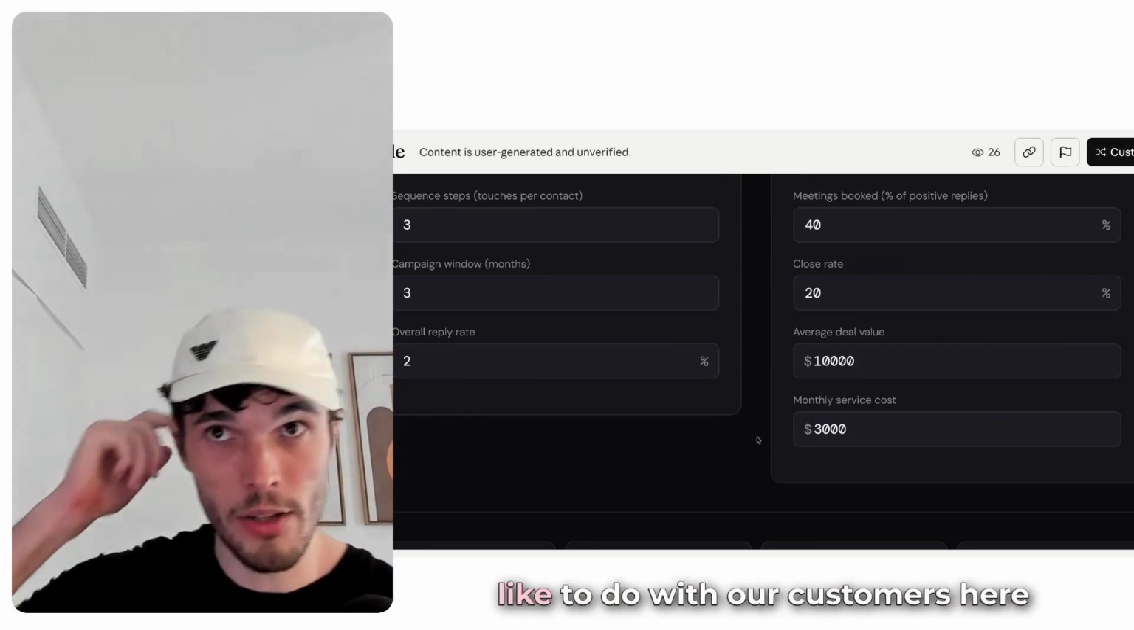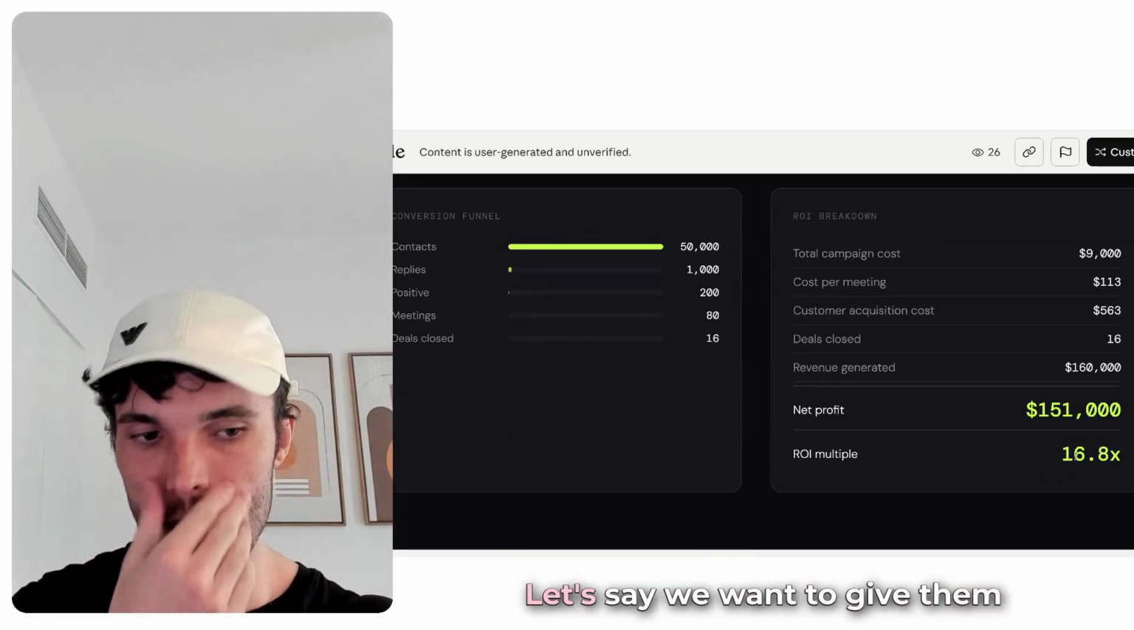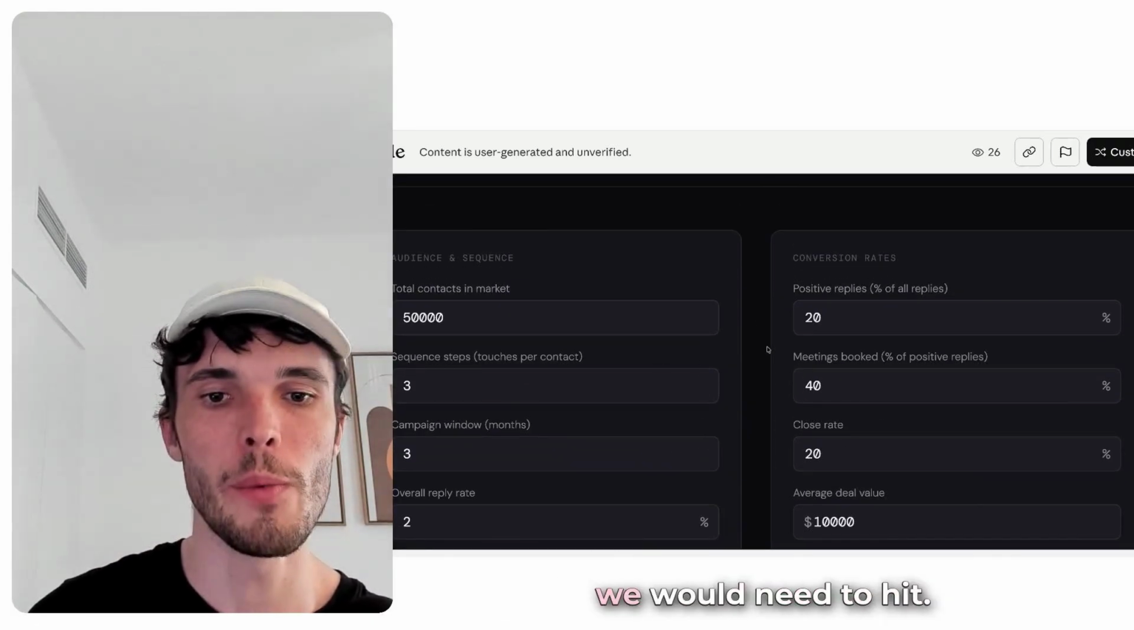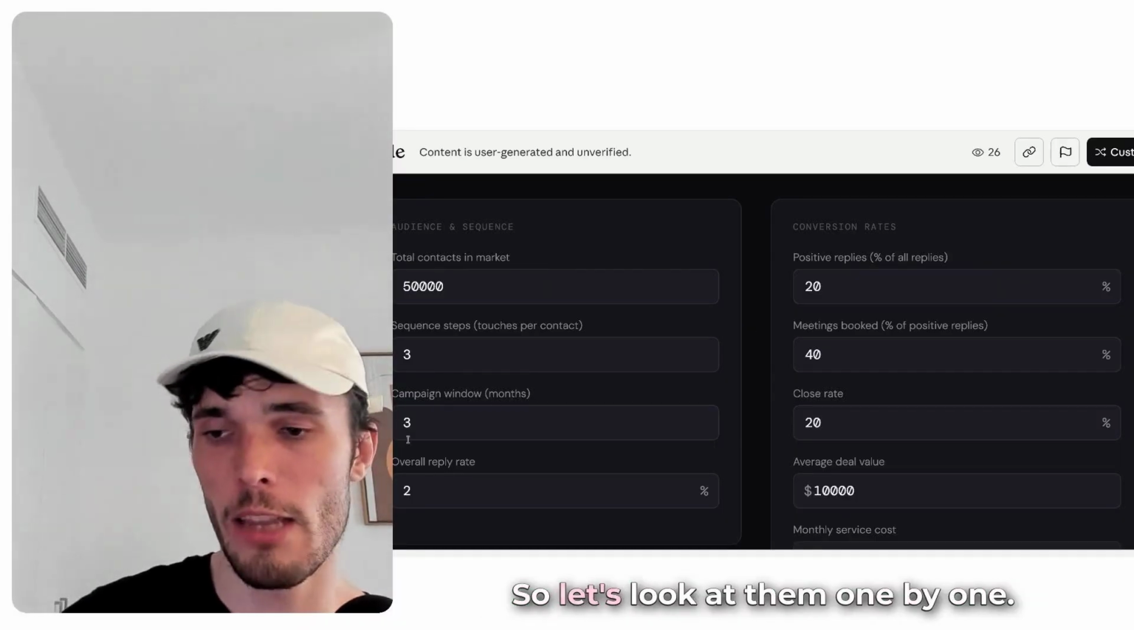Because this is essentially what we like to do with our customers here at Scalesprint: look at the actual goal, right? Let's say we want to give them a 16.8 times return on investment. These are the metrics that we would need to hit. And so the question for us becomes, how do we hit these metrics? Let's look at them one by one.